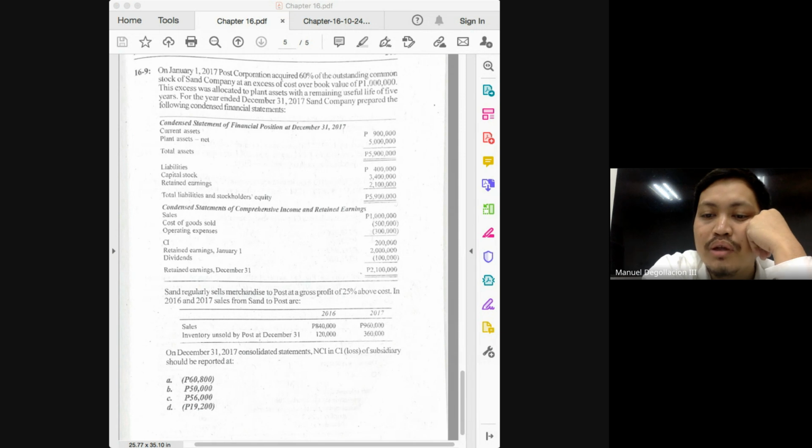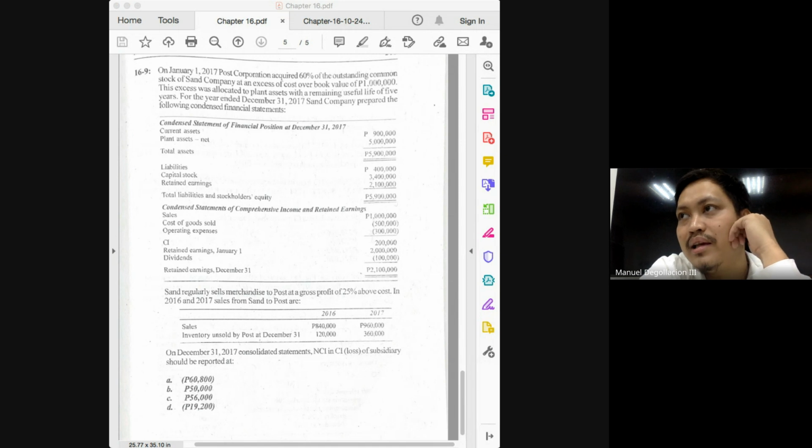So what do we do with the beginning inventory? Add or deduct? Neither, because what we will add is the markup, not the beginning inventory. So not the 120, class. Okay, what do we do with the 120? Get the markup. I'm trying to emphasize, class, that what we need is the markup and not the inventory amount itself. So we already have the 120. Get the markup on this 120.